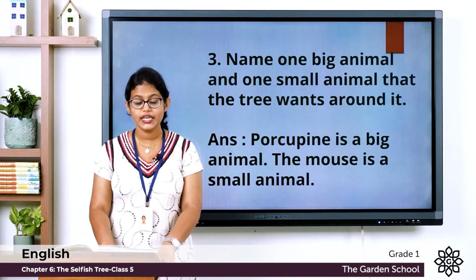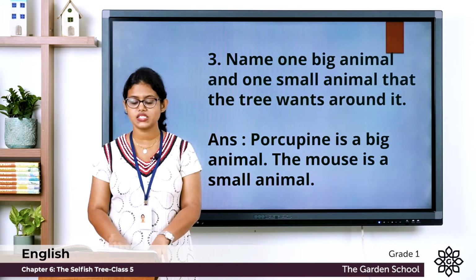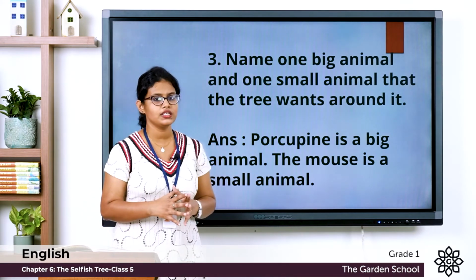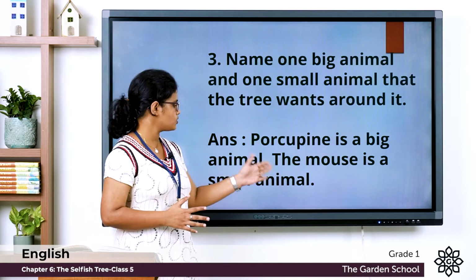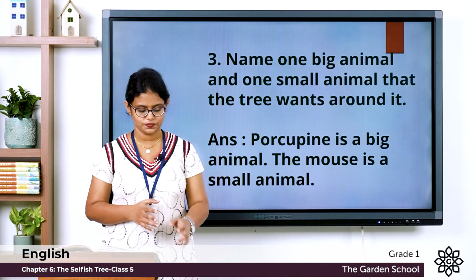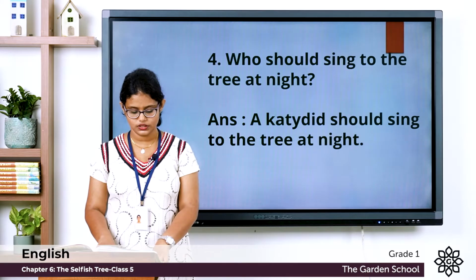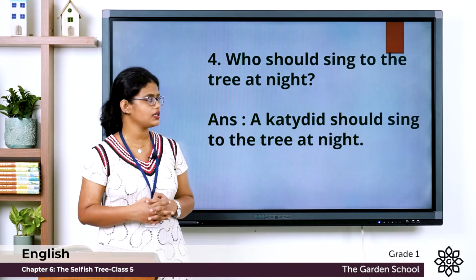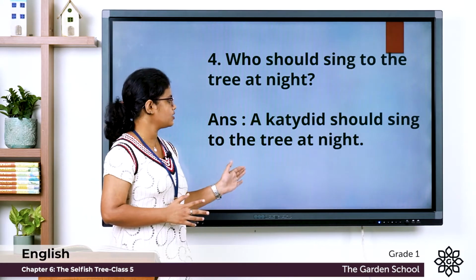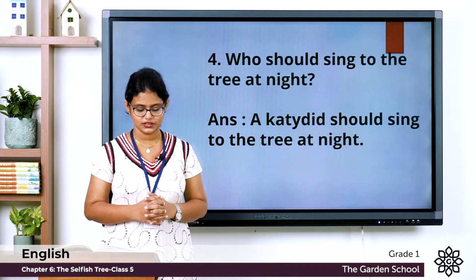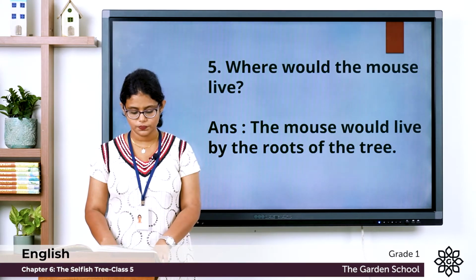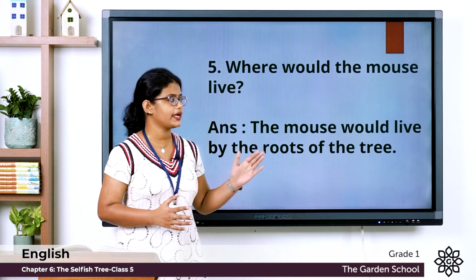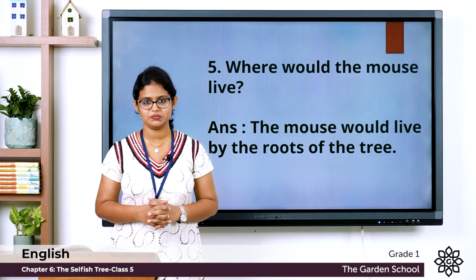Third one. Name one big animal and one small animal that the tree wants around it. Porcupine is a big animal. The mouse is a small animal. See the fourth one. Who should sing to the tree at night? So let's see the answer. A katydid should sing to the tree at night. See the fifth one. Where could the mouse live? The mouse could live by the roots of the tree.